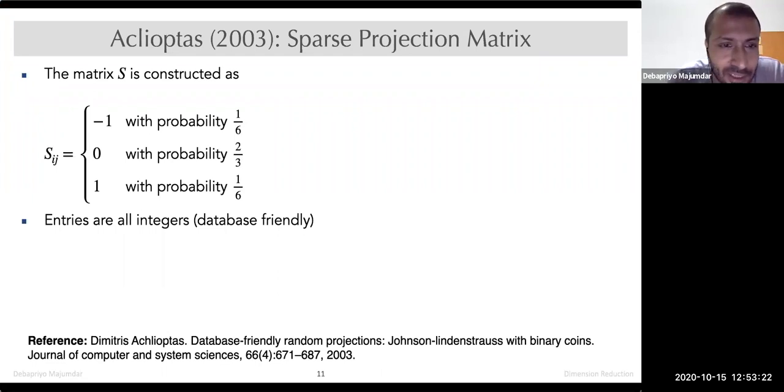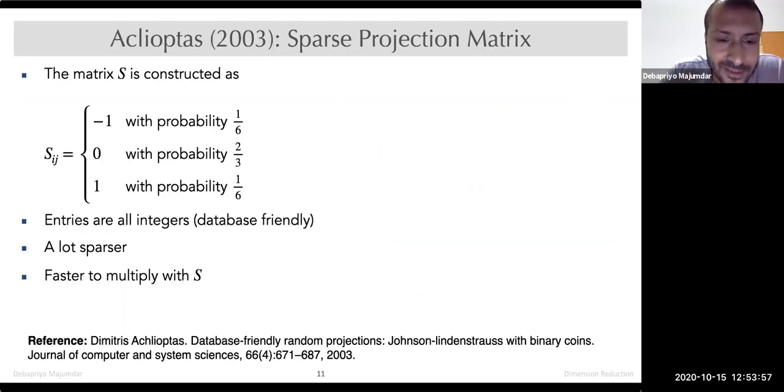The great part about this is that the entries are all integers, either 0, 1 or -1. That means if you have your data in a database, you actually don't need to multiply at all. If it is 0, you discard, if it is 1, you keep, if it is -1, you simply reverse the sign. So it's very database friendly. You can write SQL kind of queries to do this. And it's a lot sparser, way faster to multiply with this kind of S than a dense S.